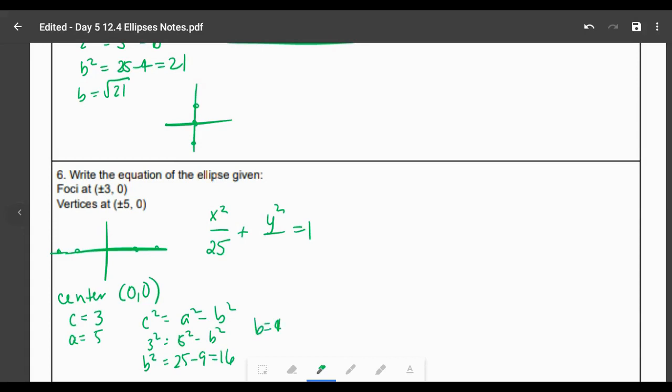Now to make my equation, I just want to square it again. So I probably could have avoided the square root and then square again, but that's going to give me 16. And then that's my final answer.